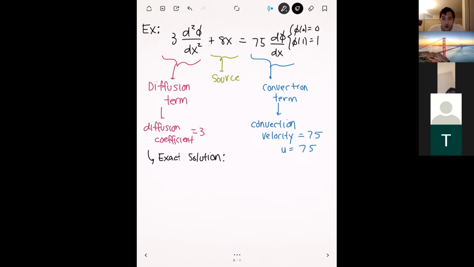Question: how do I know the boundary conditions? That's given to you in the problem. The boundary conditions always have to be given to you.